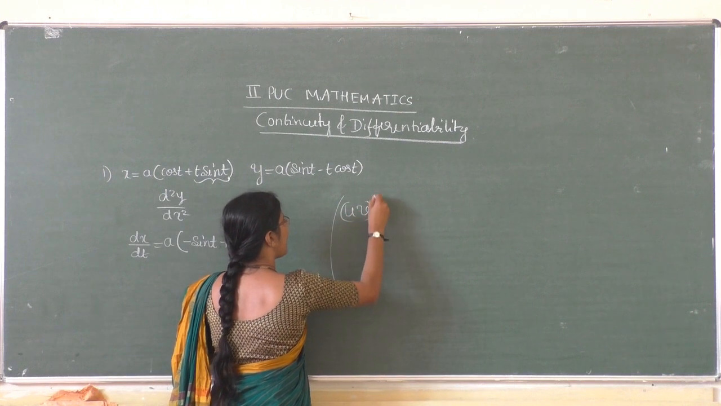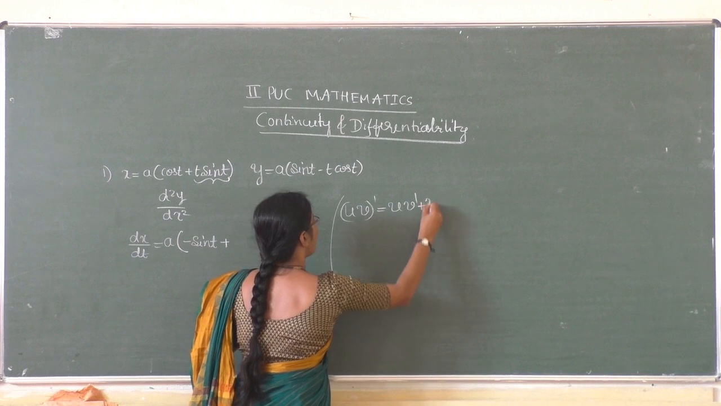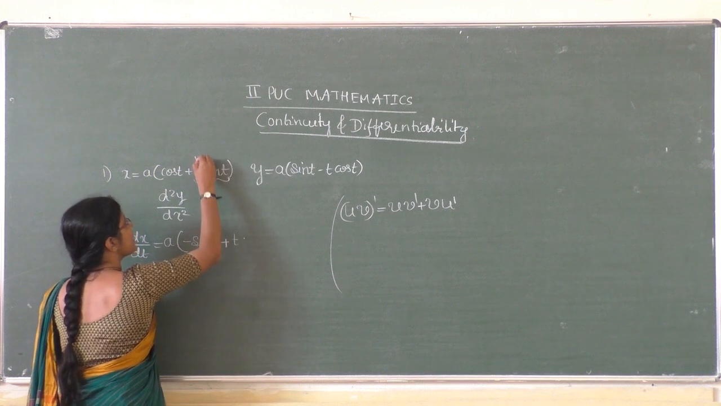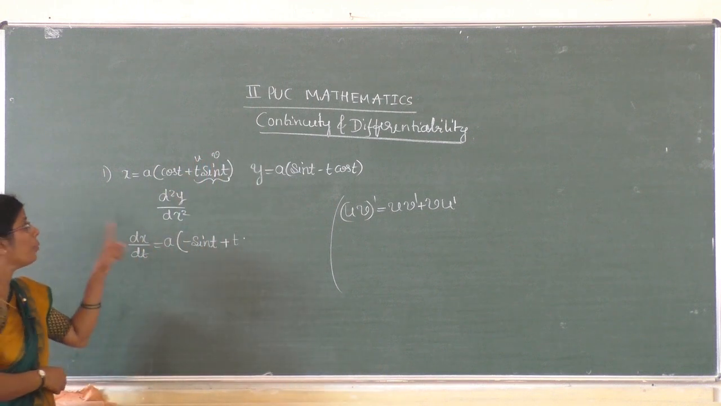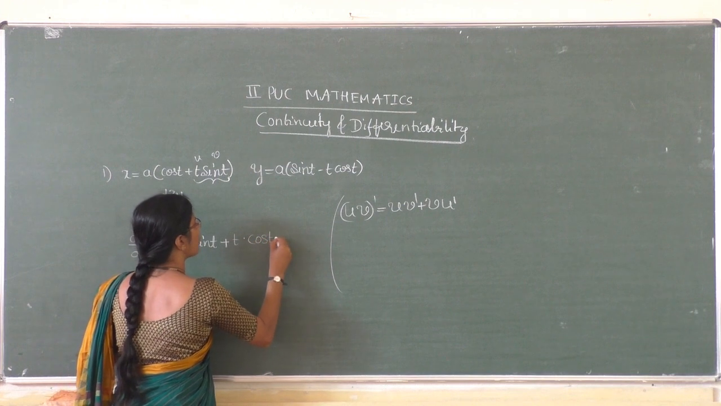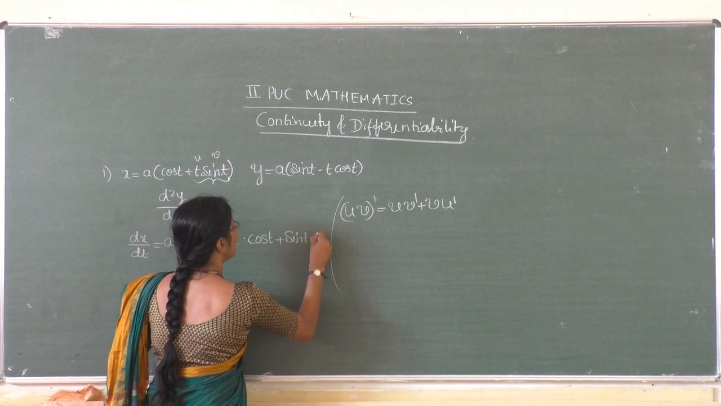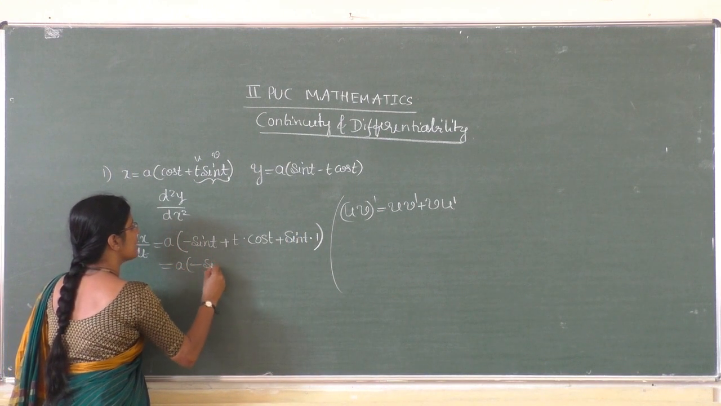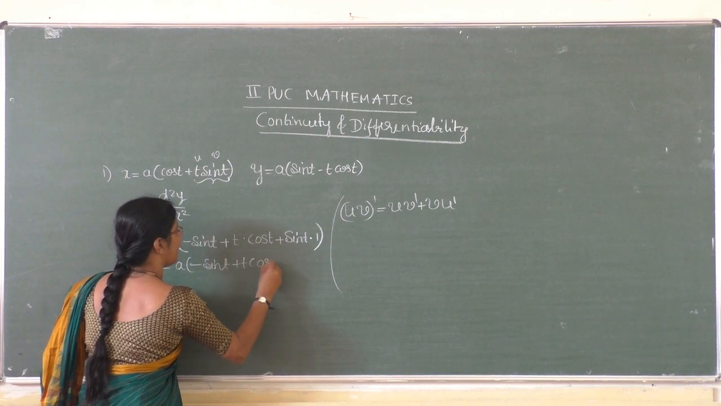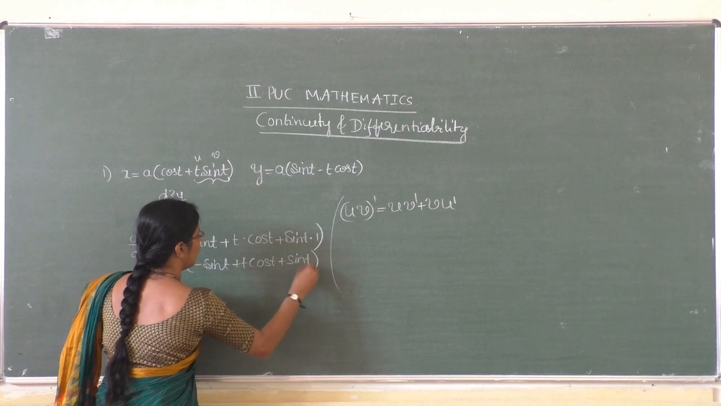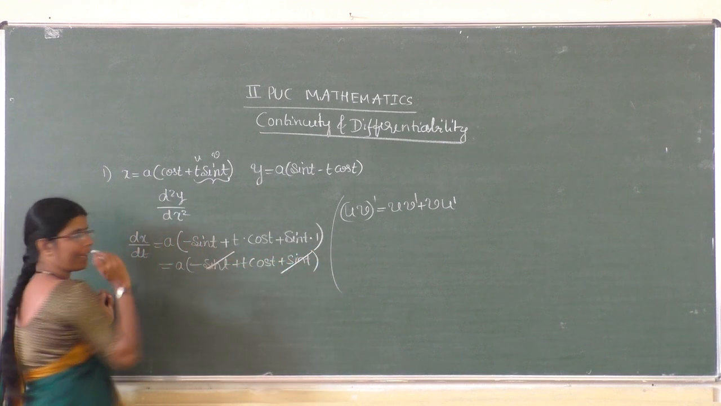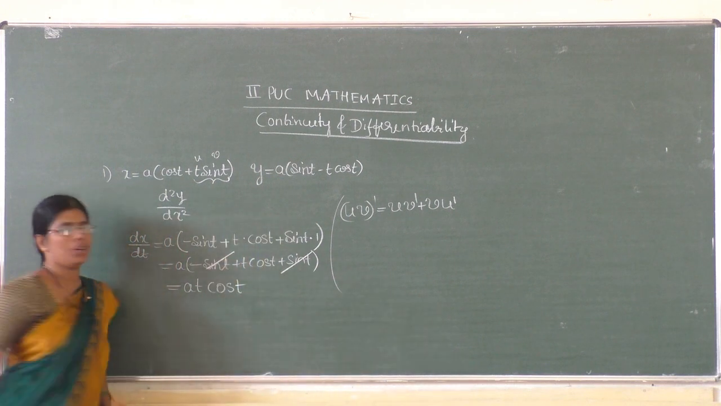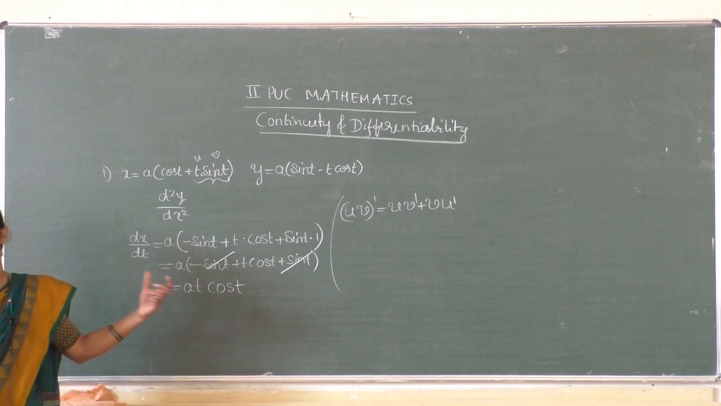The product rule: u v dash is u into v dash plus v into u dash. Here t is u, sin t is v, so t into derivative of sin t, which is cos t, plus sin t into derivative of t, that is 1. So we have a into minus sin t plus t cos t plus sin t. Here minus sin t and plus sin t cancel, so we get a into t cos t. So dx by dt is a t cos t.